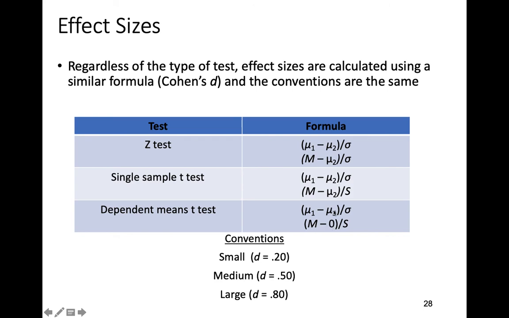We're going to subtract mu2, which is always 0 when doing a dependent samples t-test. We don't actually have to use an estimate of population standard deviation because we've been given that. Okay, so we're essentially using this formula. And then our conventions for calculating this D is that 0.2 is small, 0.5 is medium, and 0.8 is large.